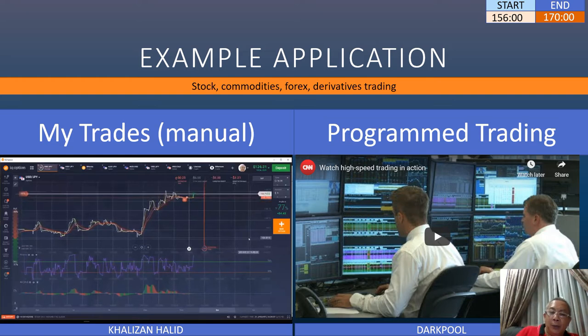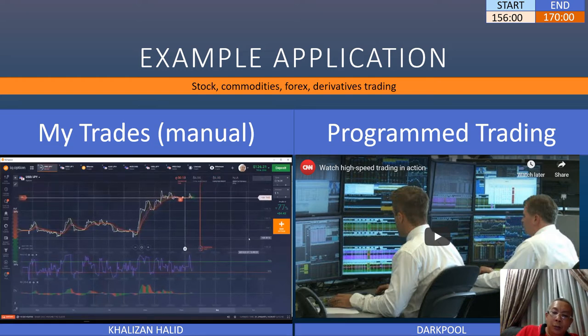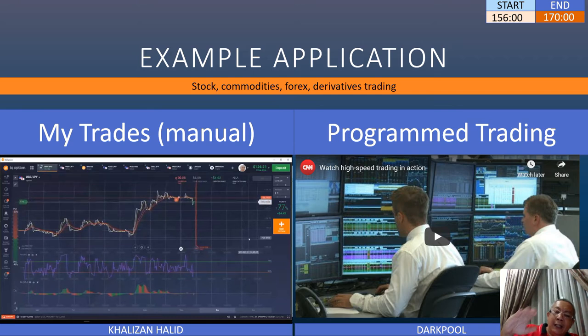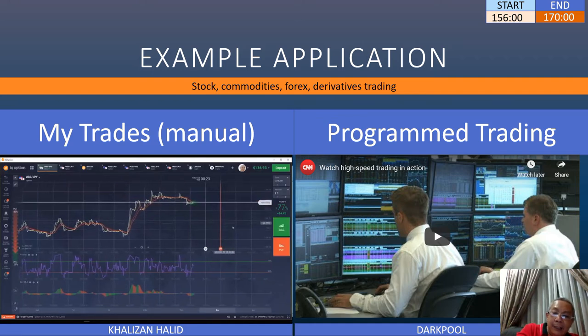Because I can make a profit when I buy, and I can also make a profit when I sell. So it depends on the direction of the stock. For example, if I expect the stock to increase in price, what I do is buy, then I sell when the price is high. But if I expect the stock to reduce in price, I sell first, then I buy back the stock. When I get a green indicator like that, that means I'm making a profit. So this one, I'm making a profit on a selling position.